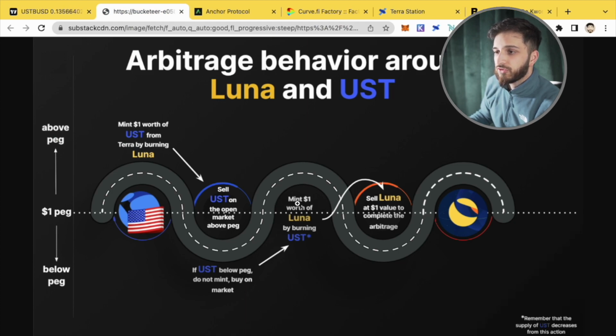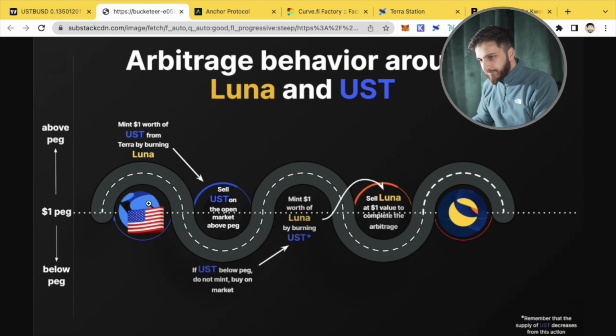Now, in order to create more UST in circulation, you have to burn Luna, which is why for a long time the Luna supply was just constantly going down. It was great for the price of Luna, and it was purely because UST was so in demand, and that's because of the amazing applications, but predominantly because everyone loved that 20% yield coming from Anchor Protocol. Now, that's basically how the peg works. And like I mentioned, it worked completely fine.